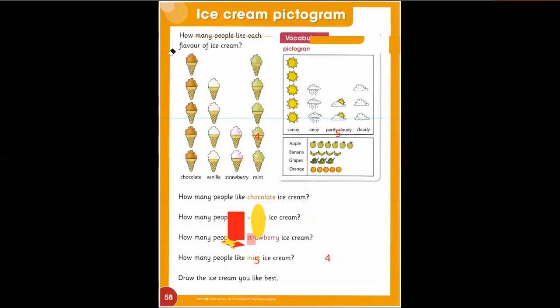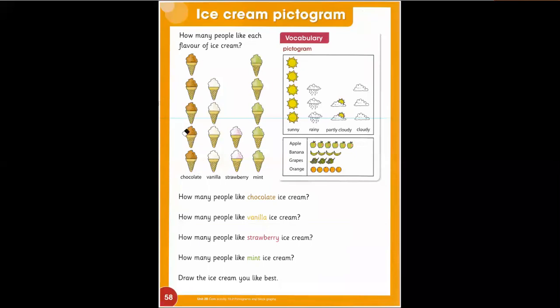Okay, moving on to the next topic. Ice cream pictogram. Here we have a graph. This is called a graph, and we are going to arrange the things or answer questions using this graph. So here are 4 flavors of ice cream, and we have the number of people who like these flavors.